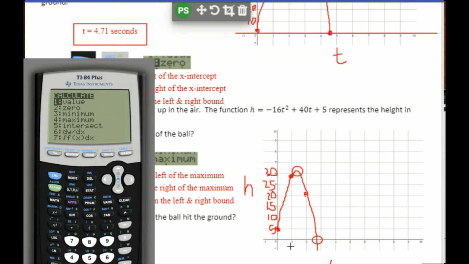So for instance, we know that a good left bound might be 1, and a good right bound might be 2, because we know that maximum's happening in between there. So let's do that. Second calc, we'll go down to maximum, use a left bound of 1 and a right bound of 2. My guess is just going to be 1.5 right in between there. And then you can see we get a maximum at 1.25 seconds.